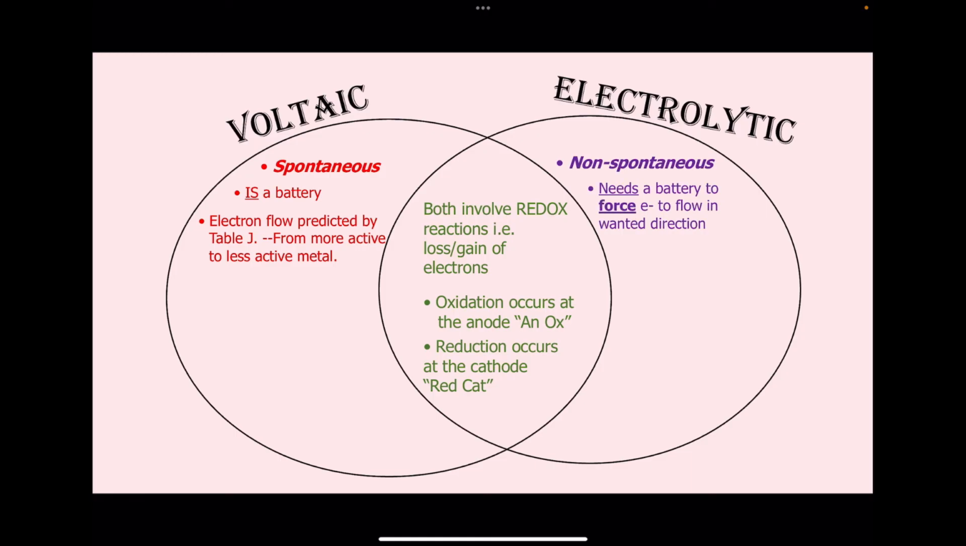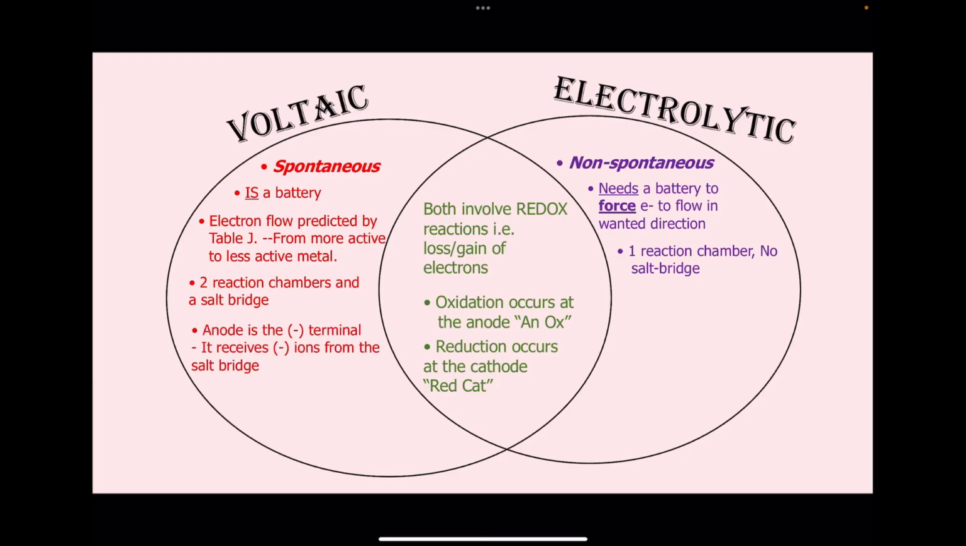In case of electrolytic cells, they are going to need a battery, and the reason why we need the battery or the energy source is because we are trying to force the electrons to go in a certain direction, even if it's not what we predicted according to Table J. So this is where non-spontaneous reactions occur, right? So we are using that energy to force the electrons to go in our desired direction. In case of spontaneous reactions, we have two reaction chambers and a salt bridge, only one chamber and no salt bridge in case of electrolytic.